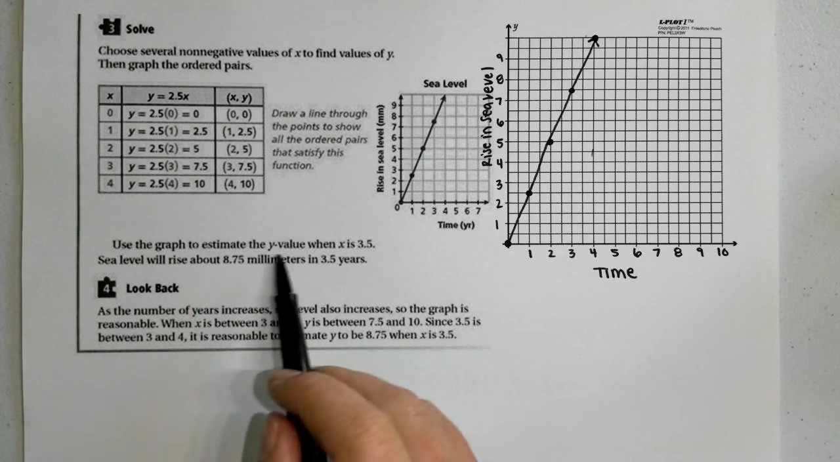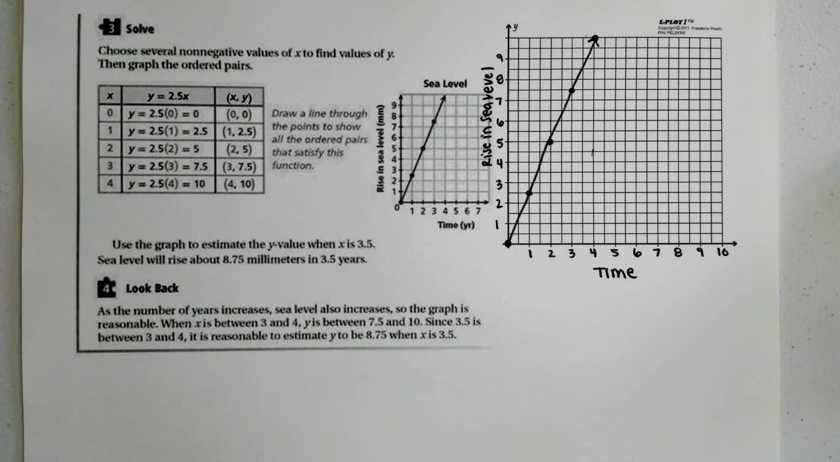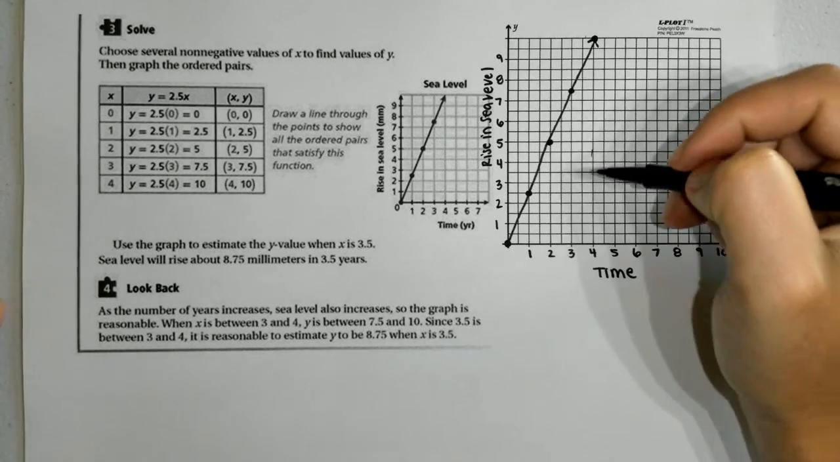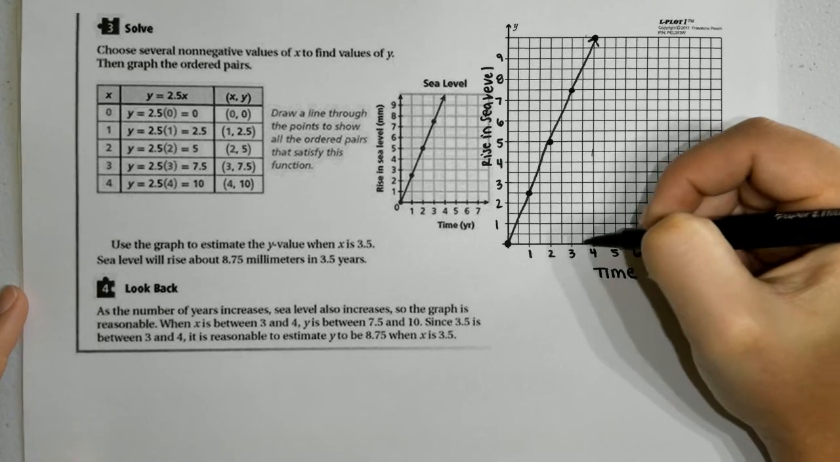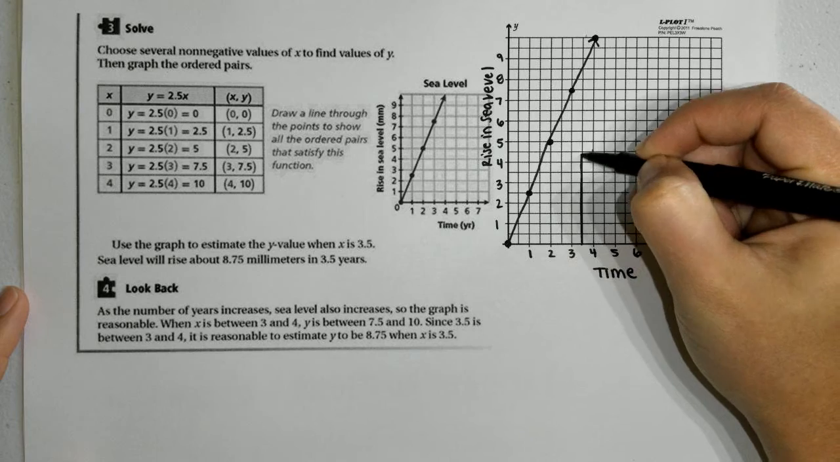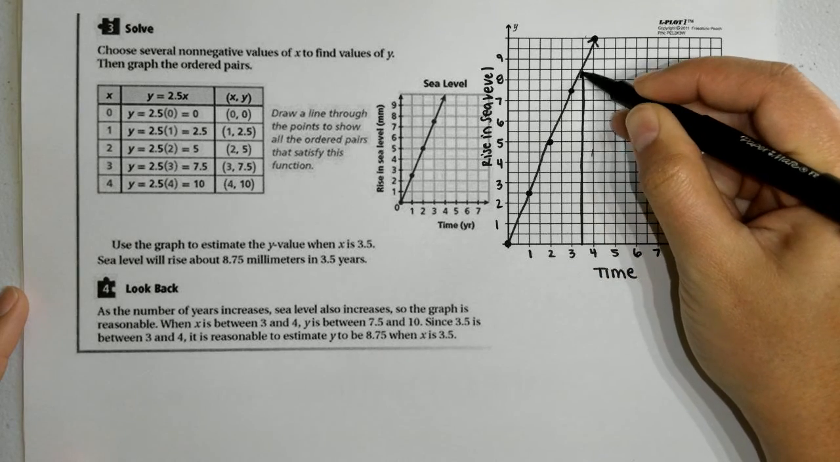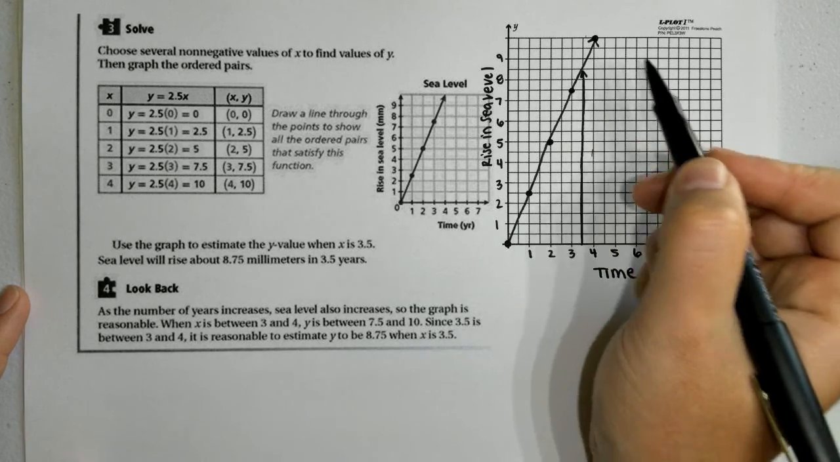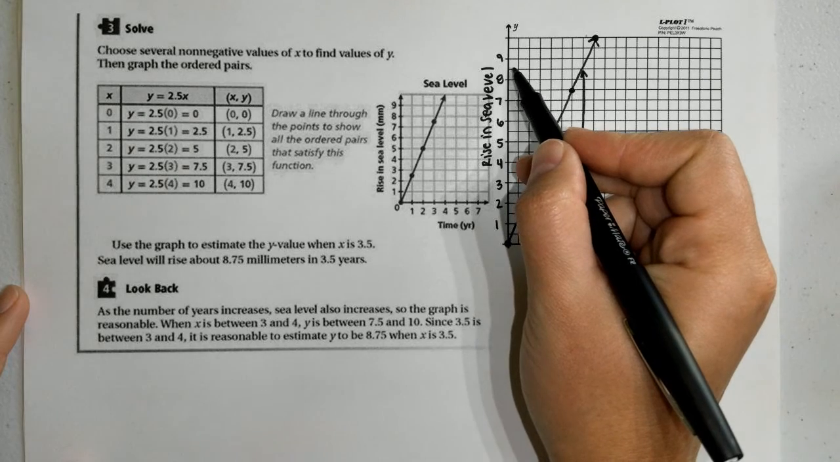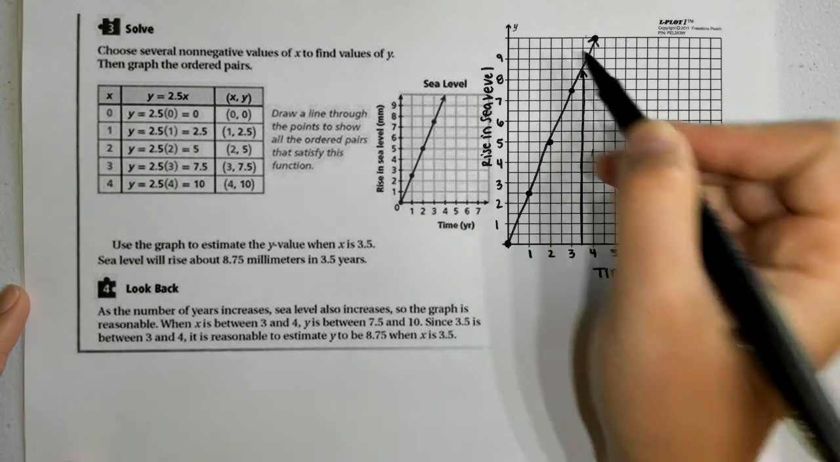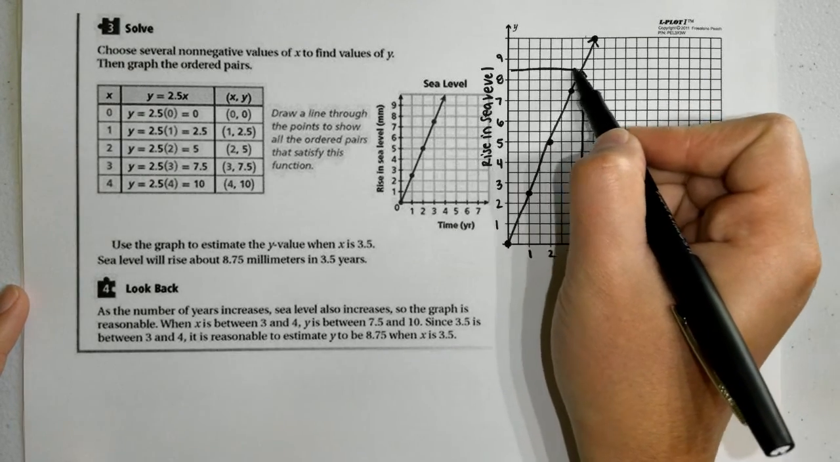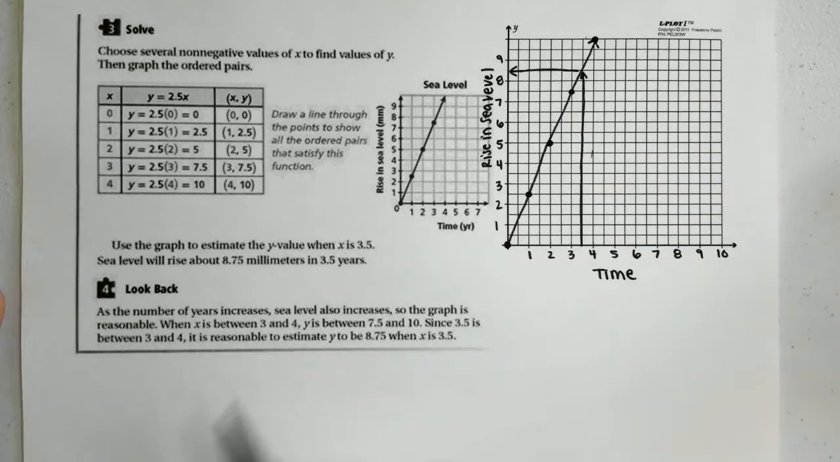So now we're going to use the graph to estimate the y value when x is 3.5. So 3.5 is right here. So we're going to go up to our graph. Okay, and then we're going to go over. So 3.5, we're going to go over here. So it looks like it's about 8.5.